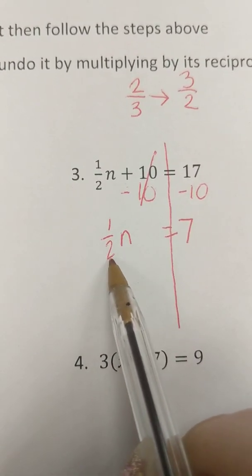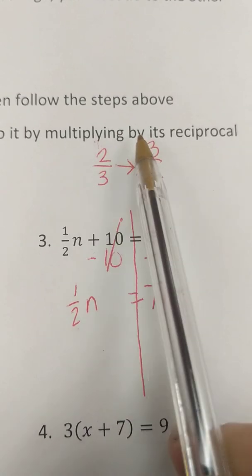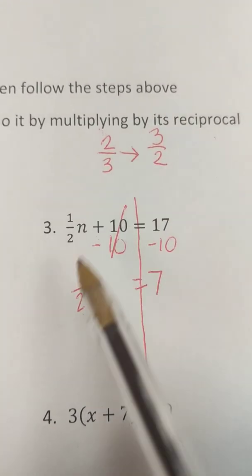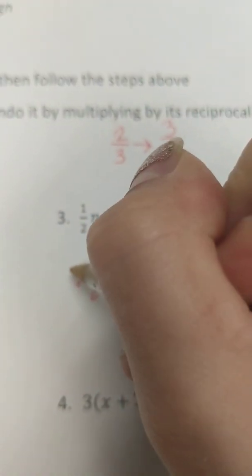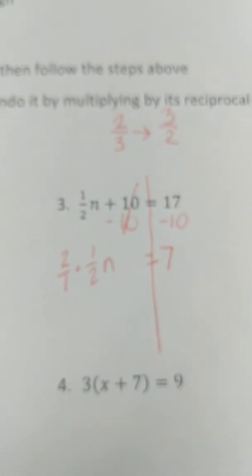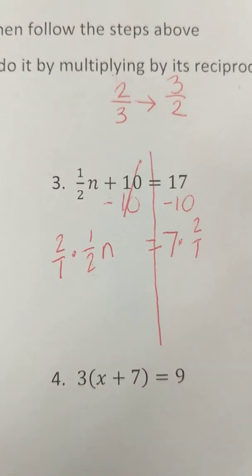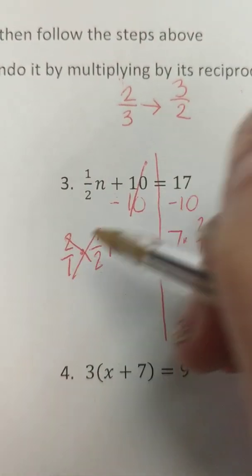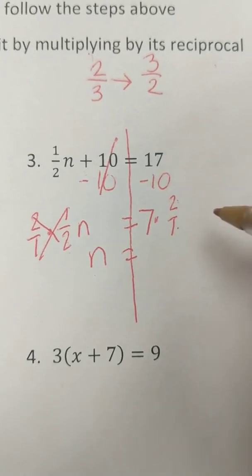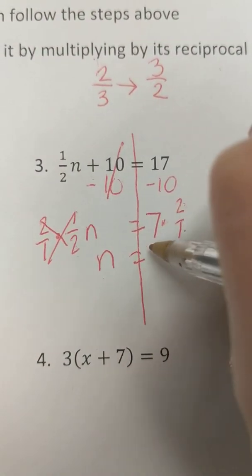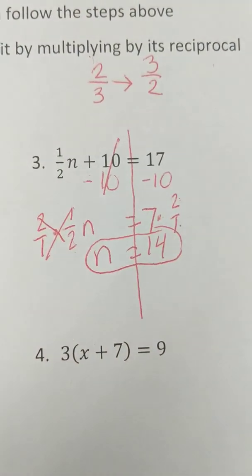Now I have a fraction in front of my n. So I go back up here. Remember, to get rid of a fraction, you multiply by its reciprocal. So I'm going to multiply, and the reciprocal is flipping the fraction. So 1 over 2 becomes 2 over 1. Then I'm going to also multiply on this side by 2 over 1. So my fractions cancel. That leaves me with n equals, and 2 over 1 is the same as 2, so I really just have 7 times 2, which is 14. So n equals 14.